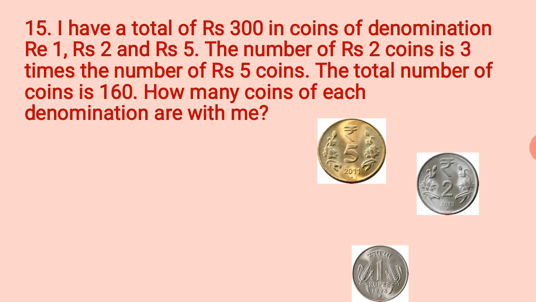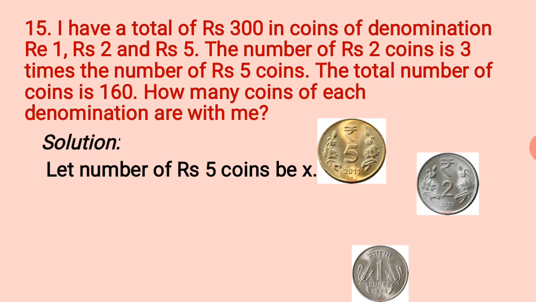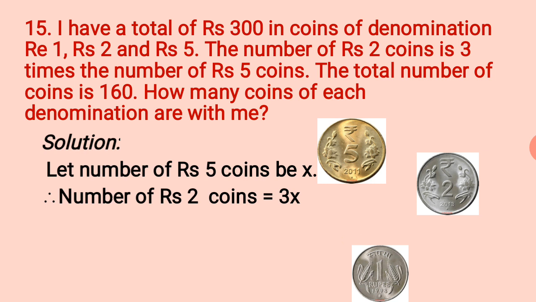Let's begin with our solution. Let the number of 5 rupee coins be x. So the number of 2 rupee coins will be 3 times, that means 3x. Now you know the number of 5 rupee coins as well as the number of 2 rupee coins. In all, these two denominations will be 3x plus x, that is 4x. But the total number of coins, all three together, is 160.